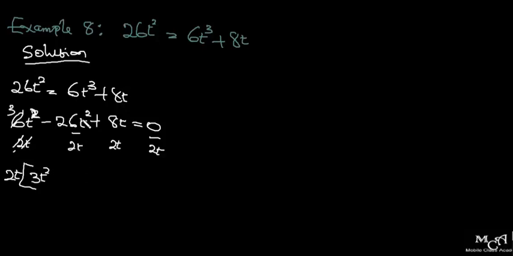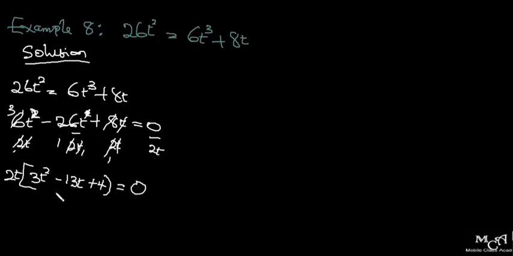Next is 26t. So if we take out 1t, we are left with just t. So t cancels t. We are left with a t. 2 goes into 26 thirteen times. We have minus 13t. Now t cancels t. 2 goes into 8 four times. So we have plus 4. Everything equals 0. 0 divided by anything is still 0. So we have our 0.